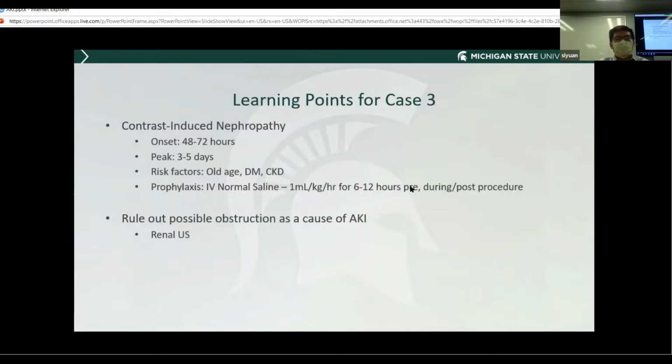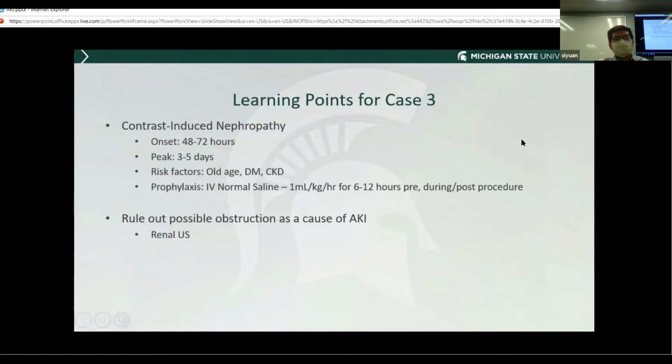In this case, I think contrast-induced nephropathy is pretty common in the hospital because everyone's getting a CAT scan in the ED. You don't typically see it happen until like 48 to 72 hours later, and it peaks around 5 days. Especially in this patient, he has CKD, diabetes, and OH, and all these are risk factors for contrast-induced nephropathy.